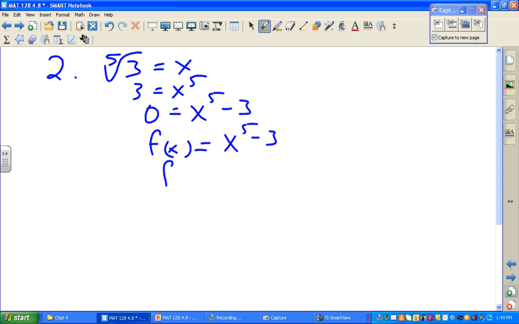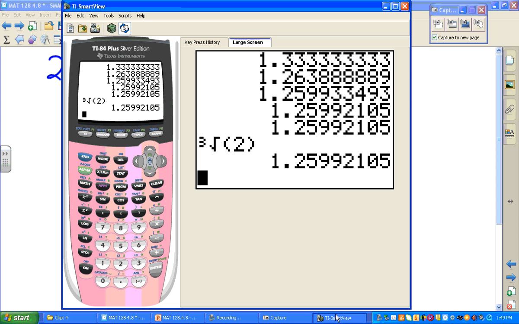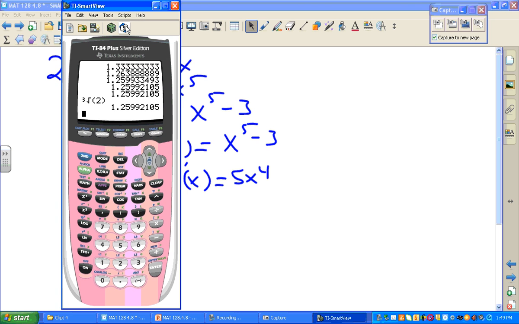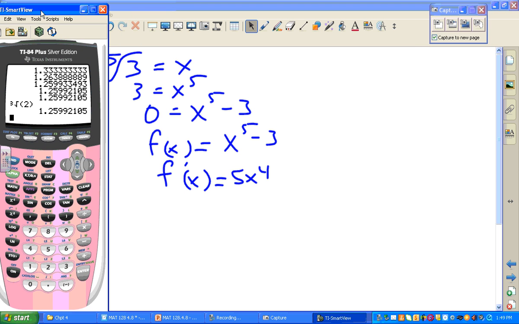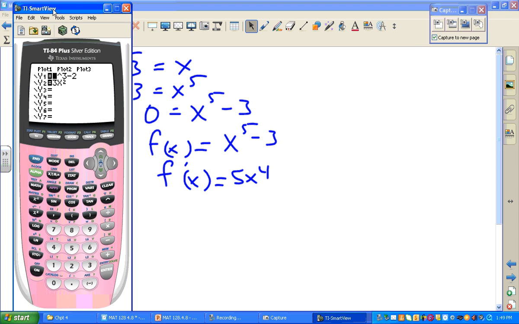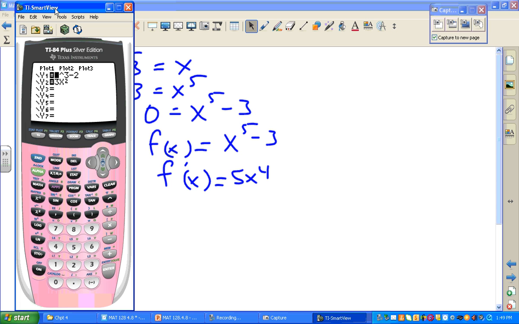And my derivative isn't too far off. It's going to be 5x to the 4th. The nice thing about this is if I go to y equals, I just have to type in my new function, x caret 5 minus 3, and I type in my derivative, 5x caret 4.